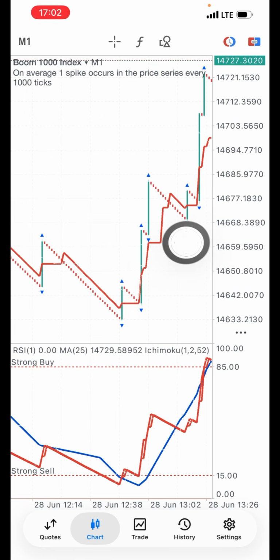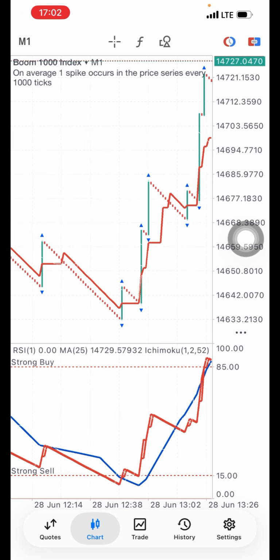This is a spike catching strategy, as you all know. So on Boom we want to be looking for buy entries only. Then on Crash we want to be looking for sell entries only. I'm using the Boom 1000 for this example now, so I will be showing you how to take your buy entries only.